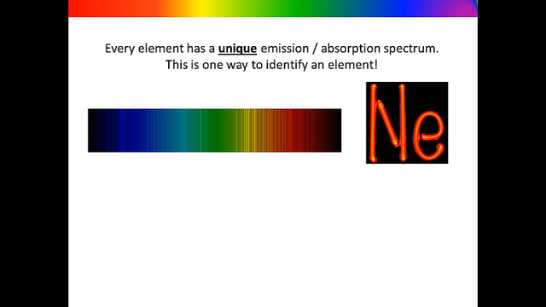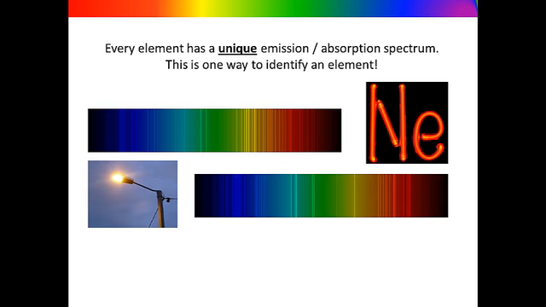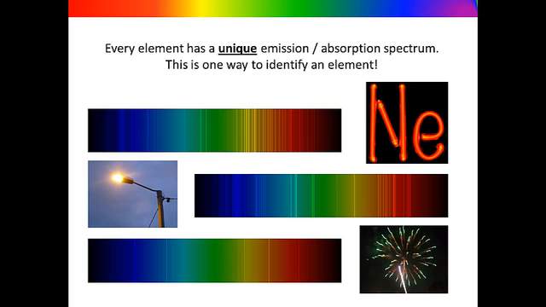Neon lights that actually contain neon give off a reddish-orange light. Sodium vapor lamps, used in street and highway lights, give off a yellow light. Barium is used to give fireworks a green color.